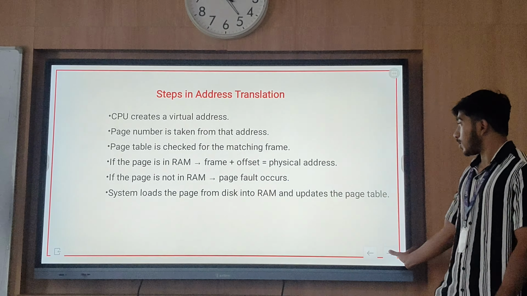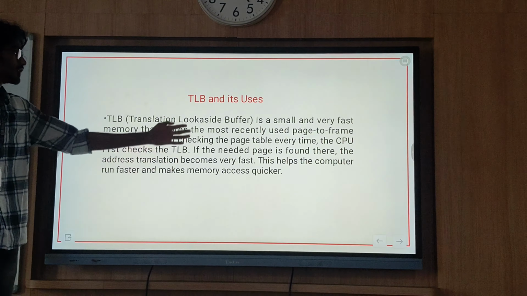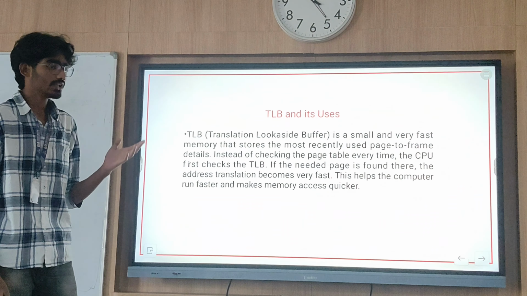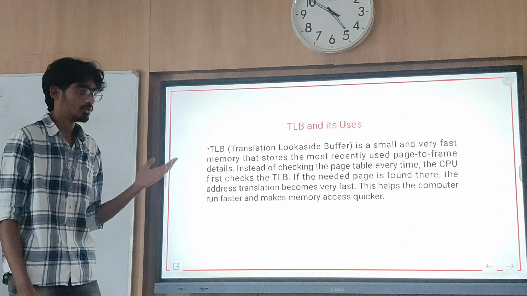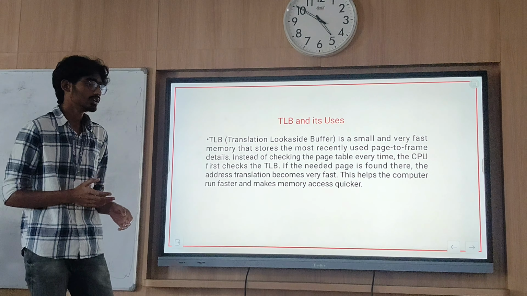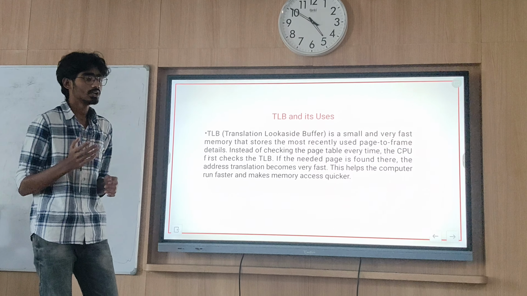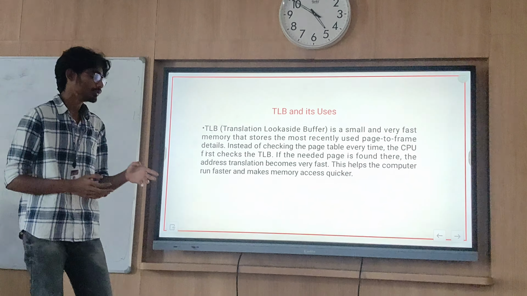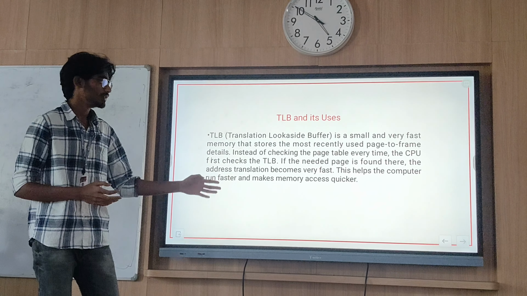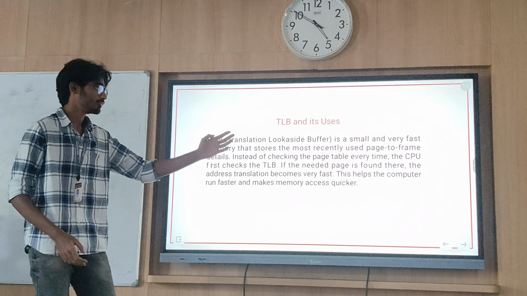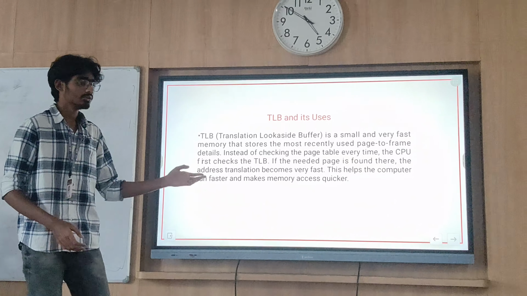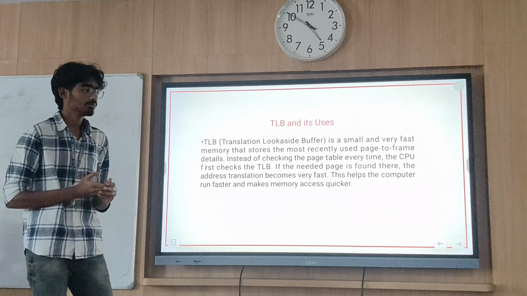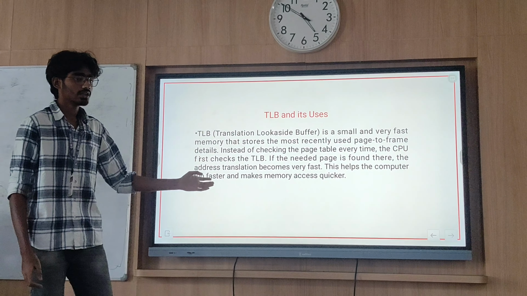Next part will be continued by the next speaker. Today I will answer a question about TLB use. TLB is a very small and very fast memory that stores the most recently used page-to-frame details. Instead of checking the page table every time, the CPU first checks the TLB. If the needed page is found there, the address translation becomes very fast, and this makes the system access memory very quickly and run faster.